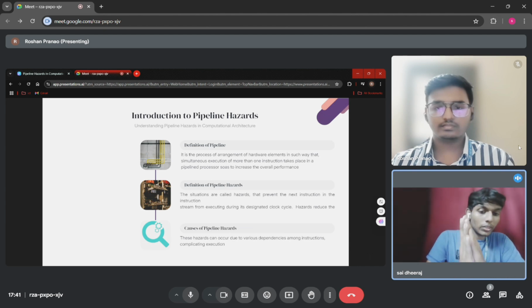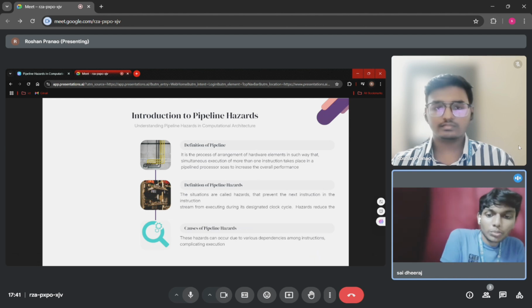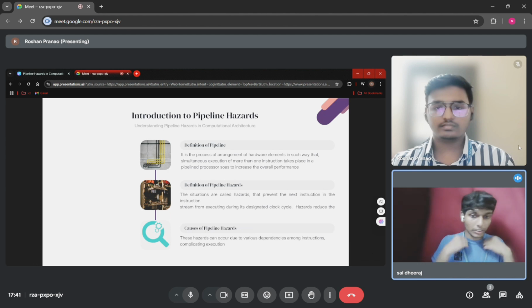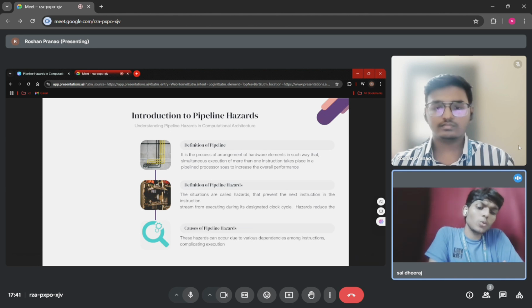When it doesn't perform in the designated clock cycle, a pipeline stall takes place, and because of this pipeline stall, the CPU sits idle, and we know that when the CPU utilization is not maximized, the performance is generally decreased. Because of this reason, pipeline hazards generally lead to a decrease in the performance of the system. Now let's talk about the causes of pipeline hazards. These hazards can occur due to various dependencies among instructions, complicating execution and so on. Now let's go to the next slide.